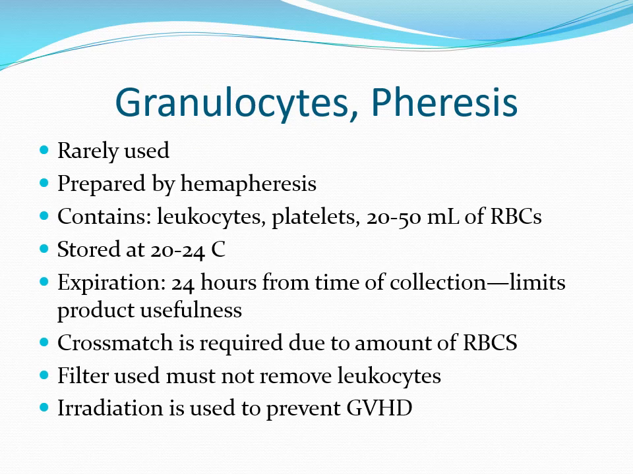You can also transfuse granulocytes with an apheresis granulocyte product. We don't use these a whole lot. They are prepared by apheresis collection. These contain white blood cells, platelets, and 20 to 50 milliliters of red blood cells. We're going to store these at 20 to 24 degrees Celsius. It's 24 hours from the time of collection, so it really limits that product's usefulness. So once we collect it, we've got to use it.